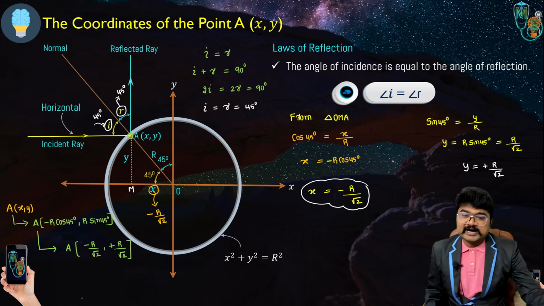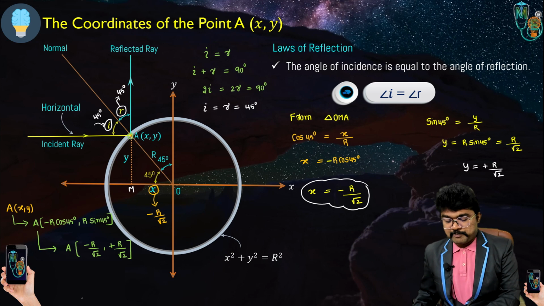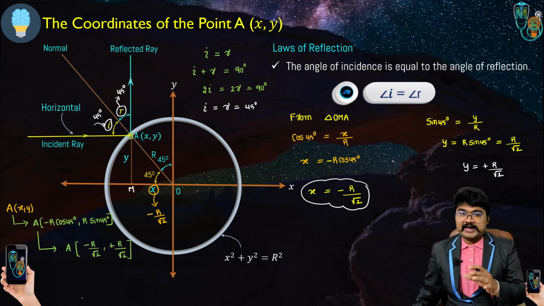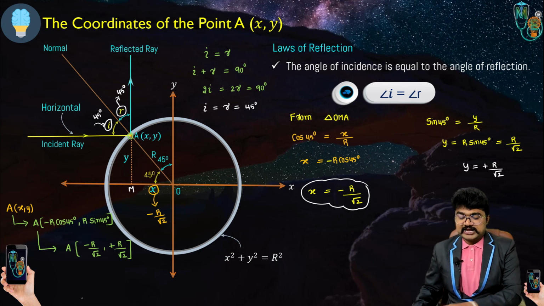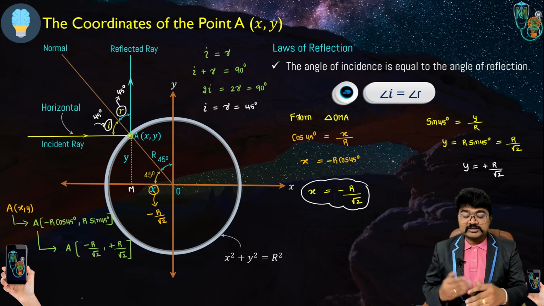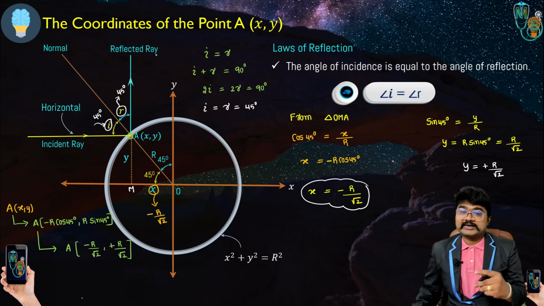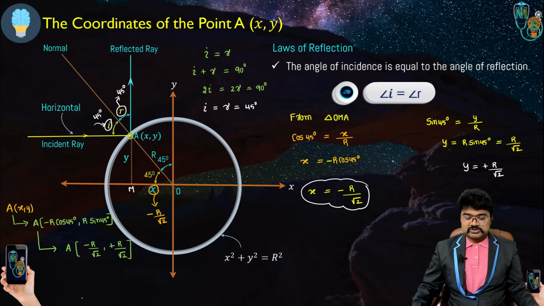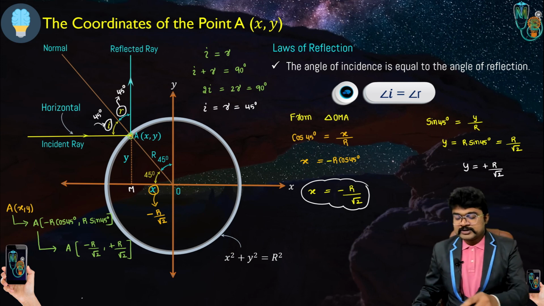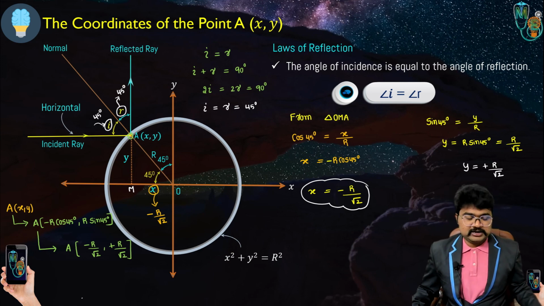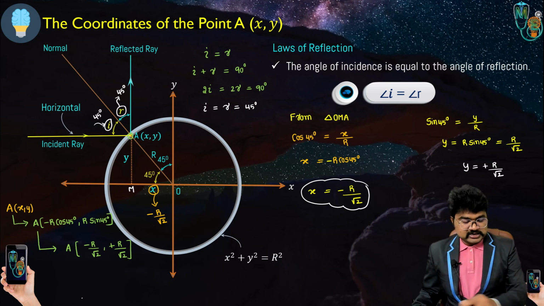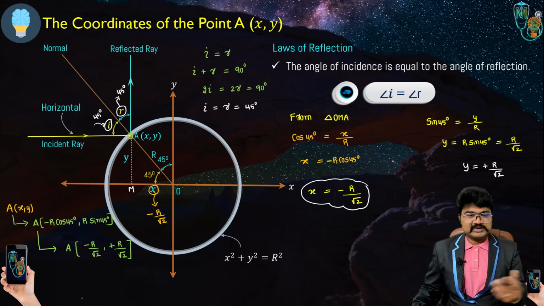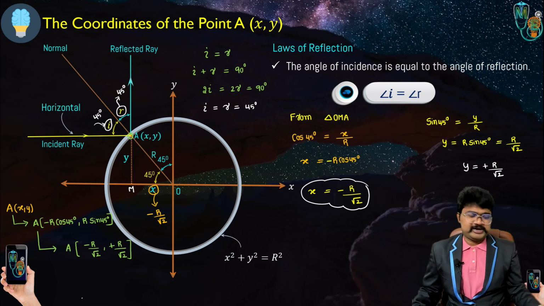So if the ray is incident at the point minus R by root 2 comma plus R by root 2, after the incidence, the reflected ray will be vertical. At this particular point, the incident ray is incident, and then only the reflected ray will be vertical. That is the question asked here. So here we applied laws of reflection. It is very simple to solve the problem. Basic level geometry. Understood?